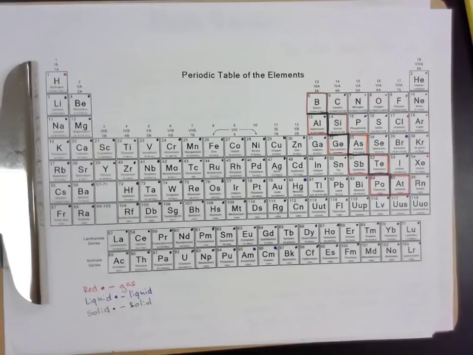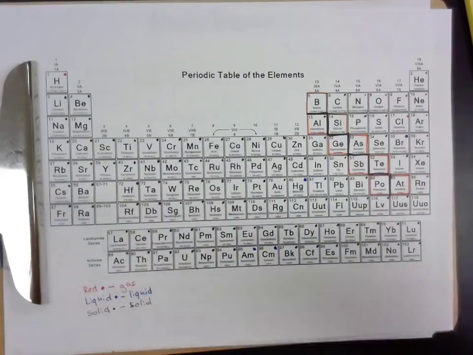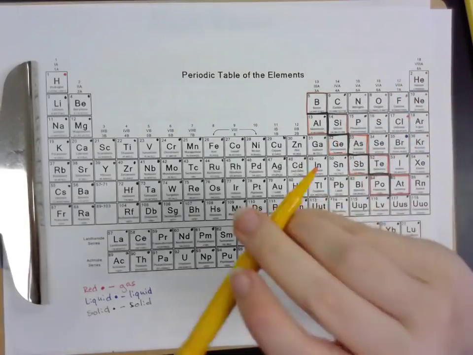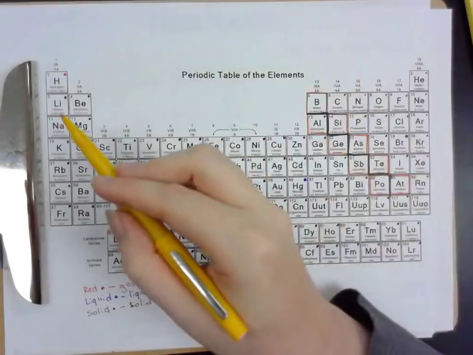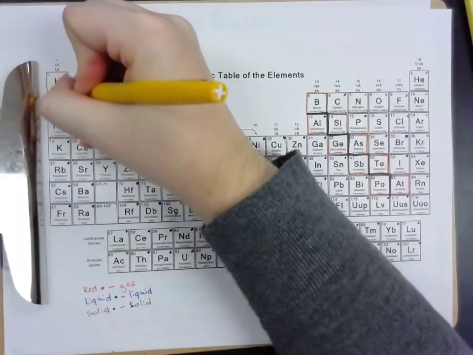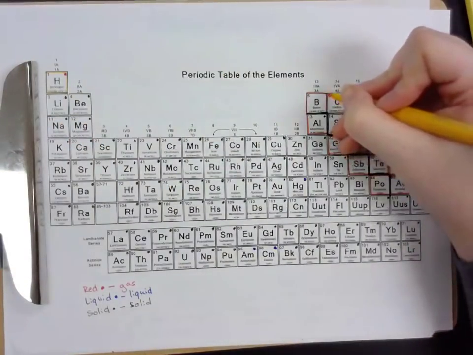Okay, let's do our non-metals next. For these you're going to need a yellow pen, marker, or pencil. So as we've said before, pretty much everything to the right of the metalloids is going to be a non-metal plus hydrogen. So let's start with hydrogen. Gets a yellow outline because it is a non-metal.